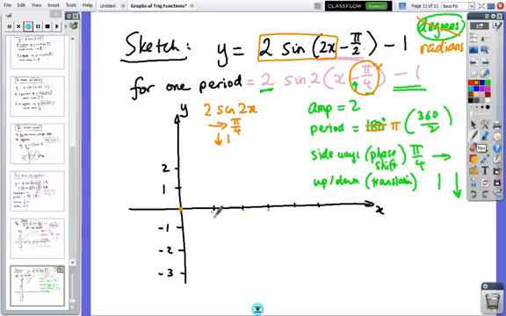Okay, so that's pi. Half of that is pi on 2. Half of that is pi on 4. Add those two together, you get 3 pi on 4. Okay, so the basic graph of 2 sine 2x starts at 0, goes to 2, back to 0, down to -2, and then back to 0 at pi. So that's the basic 2 sine 2x.